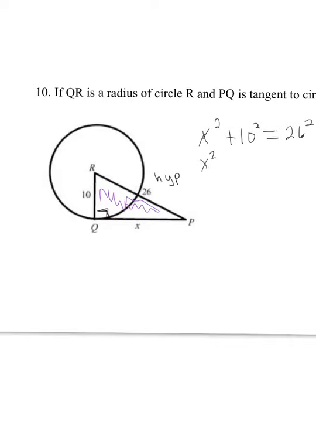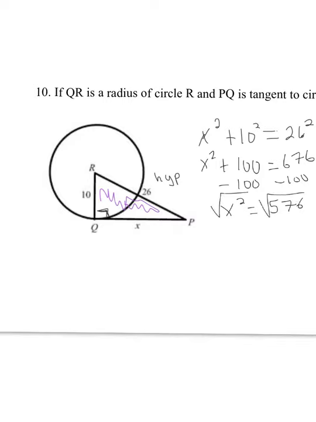So we know 10 squared, 10 times 10, is 100. And 26 times 26 is 676. So since I'm trying to find one of the legs, I'll subtract 100. So that's going to be x² = 576. So I'll take the square root. The square root of 576 is actually a nice number. It is 24.